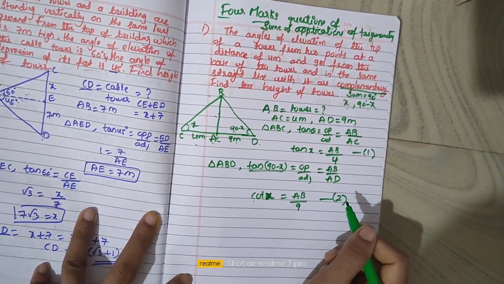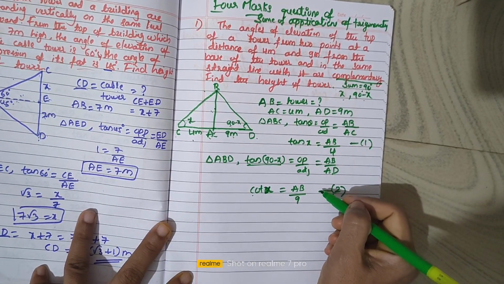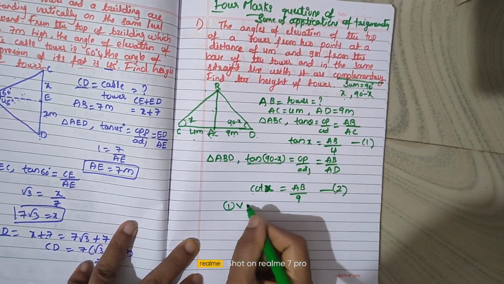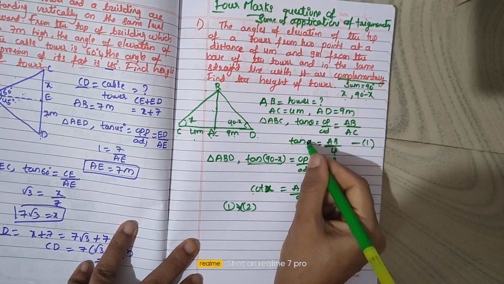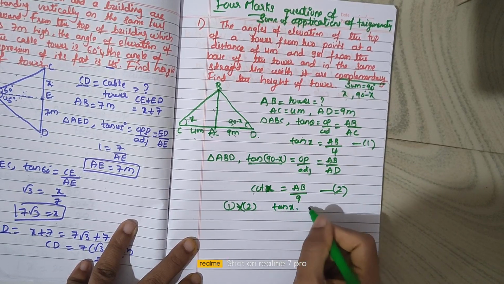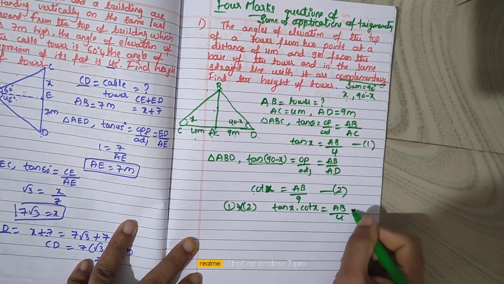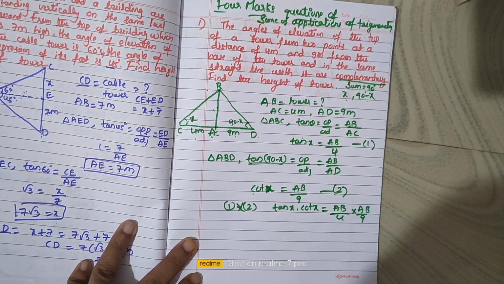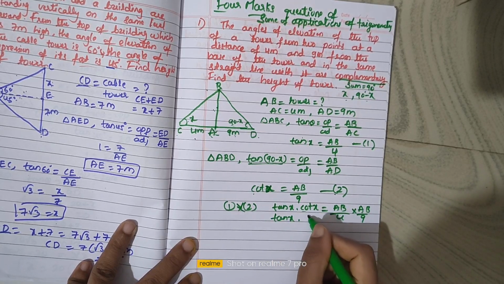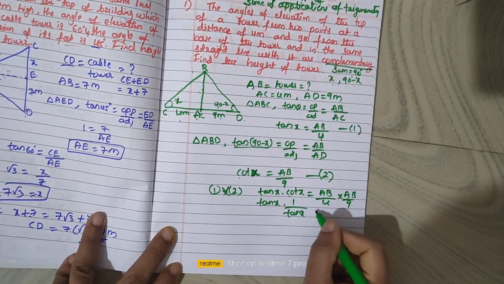See what we need to do here. From equations 1 and 2, I just multiply these two: 1 into 2, multiplying LHS to LHS and RHS to RHS. So tan x into cot x is equal to AB by 4 into AB by 9. Now we know that cot x can be written as 1 by tan x. This is the inverse relation.